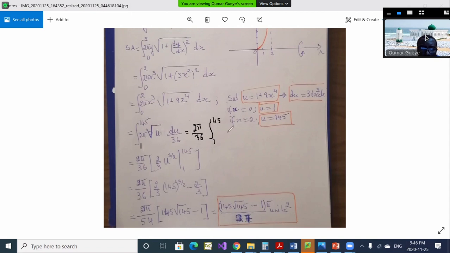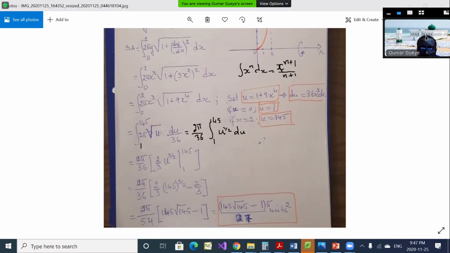But root of u is just equal to u to the power half. Is it okay? And when you calculate the integral, you just use the power rule. When you calculate the integral of x to the power n dx, this is equal to x to the power n plus 1 over n plus 1.